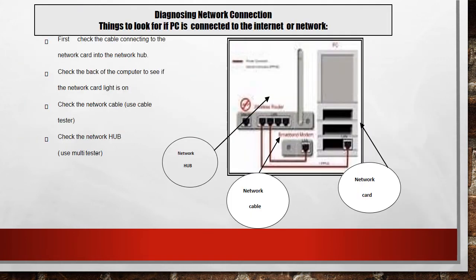Okay, now let's talk about diagnosing network connection. These are the things to look for if the PC is connected to the internet or network. First is to check the cable connecting the network card to the network hub. The next step is to check the back of the computer to see if the network card light is on. Then check the network cable using the cable tester. Lastly, check the network hub using the multi-tester. That is how we diagnose network connection on our computer.